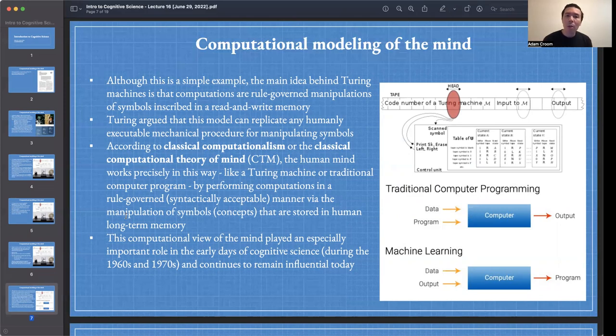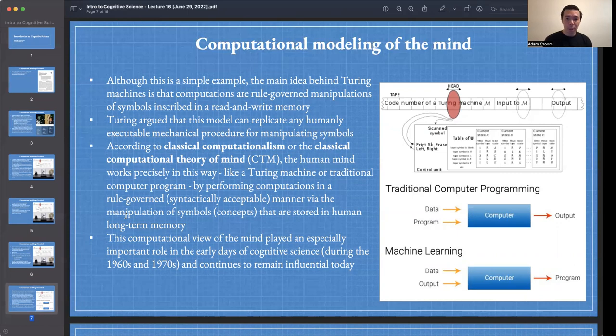Turing argued that this model can replicate any humanly executable mechanical procedure for manipulating symbols. You might think that knowing a language or knowing how to play a game consists of such a set of rules, right? You might think that a master chess player has these rules in their mind. And when they're playing chess, they're executing these rules in a Turing machine-like manner. That's the main idea here.